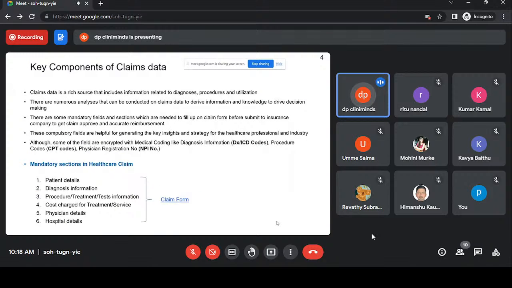So as we were discussing, these were the key components of claims data: patient details, diagnosis information, procedure, cost of charge, treatment services, physician details, hospital details. Any questions on this, the key components of claims data, guys? Please answer. No, sir. Okay.